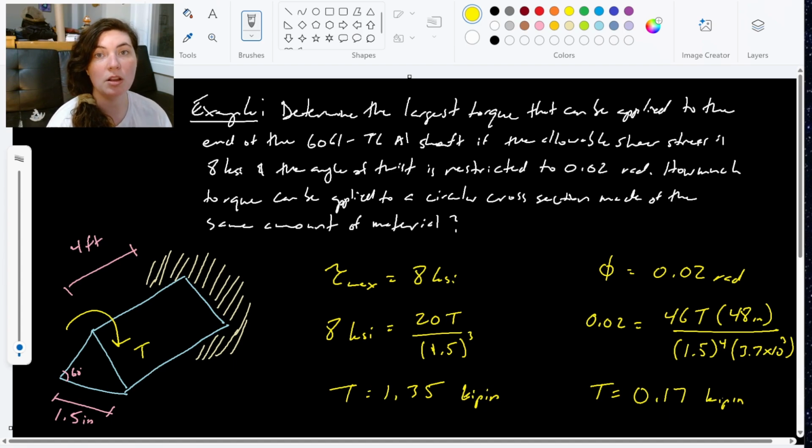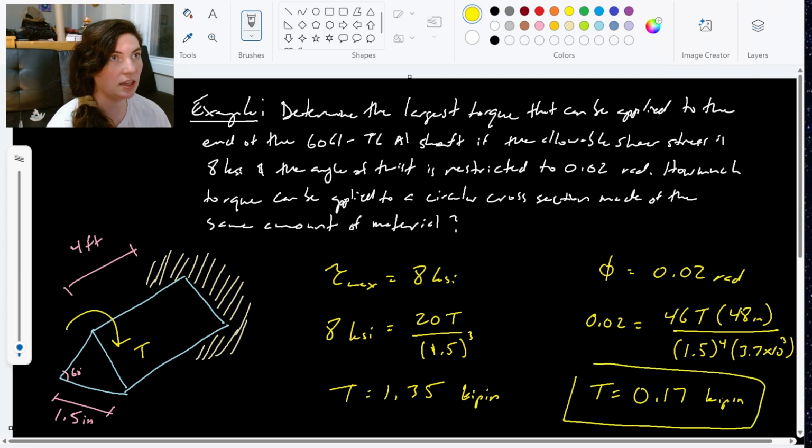So my smaller torque, again, is going to be my limiting factor. I can't do the larger torque because then it would surpass my angle of twist. So the torque has to be 0.17 kip inches, or if you want to convert it, 170 pound inches. Either way is fine. So that would be the largest torque we could apply to this triangular shaft.